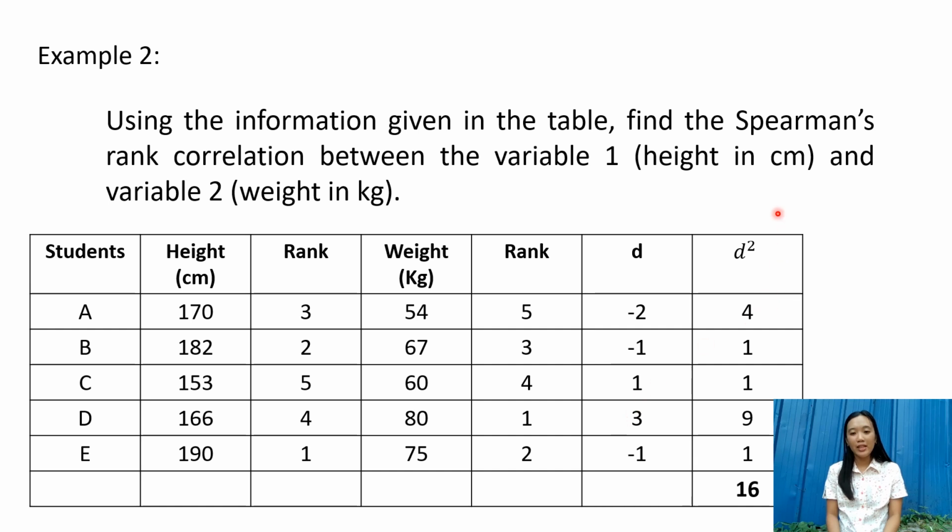So to get again the d squared value, we need to multiply the value by itself. So negative 2 squared is 4. Negative 1 squared is 1. Positive 1 squared is 1. Positive 3 squared is 9. And negative 1 squared is 1. This d squared value should be added. So we get our summation of d sub i squared. So 4 plus 1 plus 1 plus 9 plus 1 is equivalent to 16.